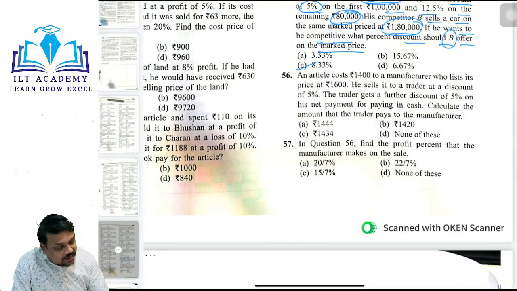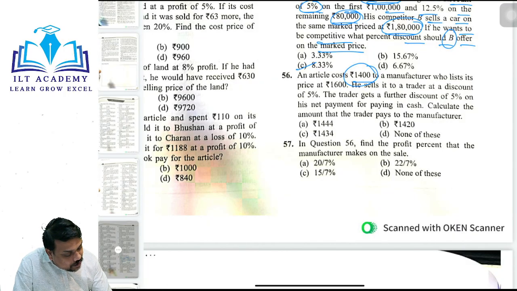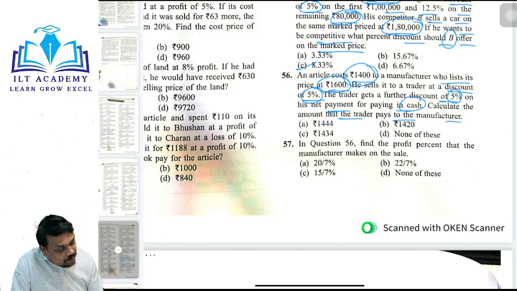56th question, देखो. An article cost 1400 rupees to a manufacturer who lists it at 1600 rupees. He sells it to a trader at a discount of 5%. The trader gets further discount of 5% on the net payment paying through cash. Calculate the amount that the trader pays to the manufacturer.